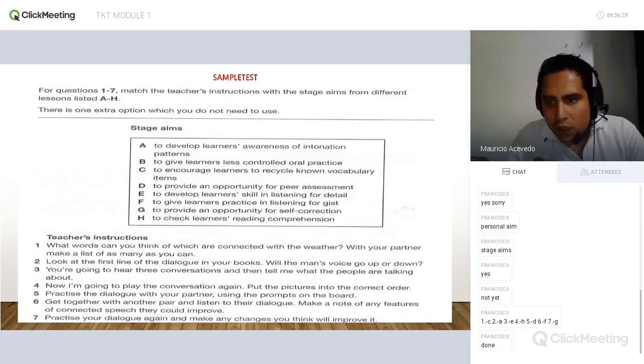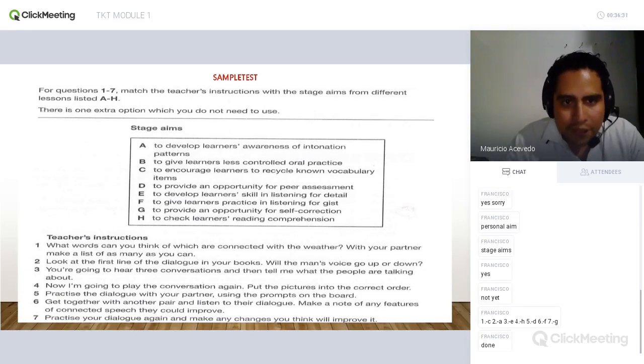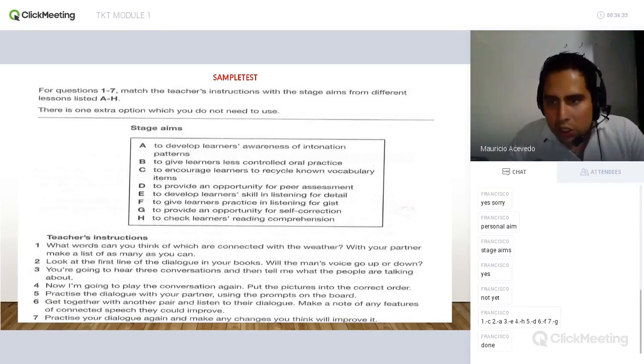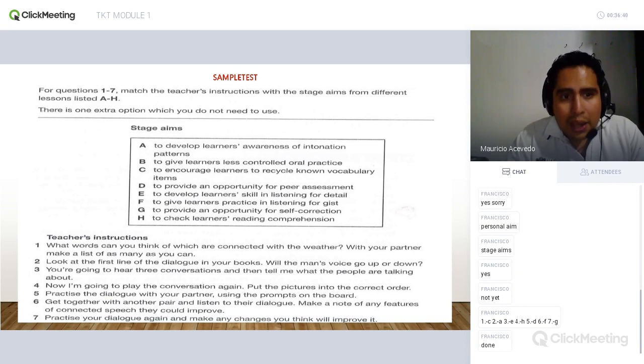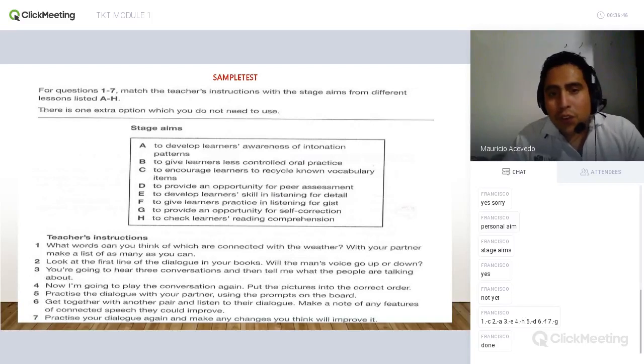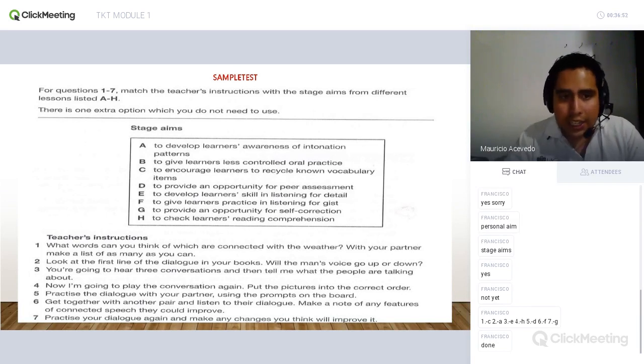In this case, number six is letter F, according to you. Could be excellent, nice. But in this case, I don't know, maybe I would use it for peer assessment because now you are assessing your students. Maybe. I don't know. Let's check. And finally, practice your dialogue again and make any changes you think will improve it. For you it is G, self-correction.